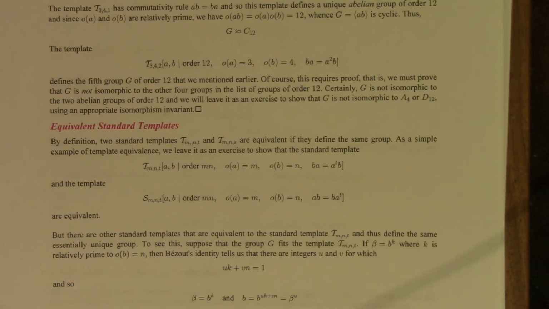Now, this requires proof. All we know at the moment is that this is a group of order 12, uniquely defined by the template. It's clearly not one of the abelian groups, because this group is not abelian, but it's not immediately obvious that it's not A4 or D12. So I'm going to leave that for you to ponder. Why is this group not isomorphic to either A4 or D12? And as you know, one way to approach this issue of showing two groups are not isomorphic is to find an isomorphism invariant that holds for one of the groups but not the other.